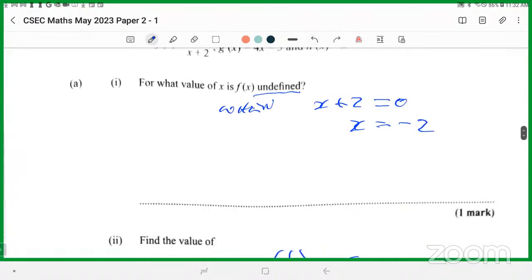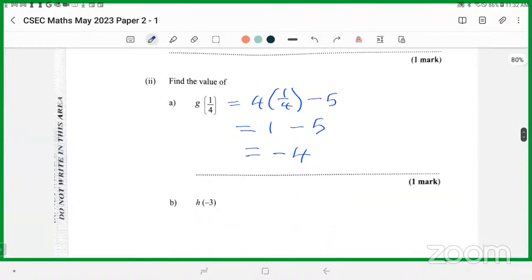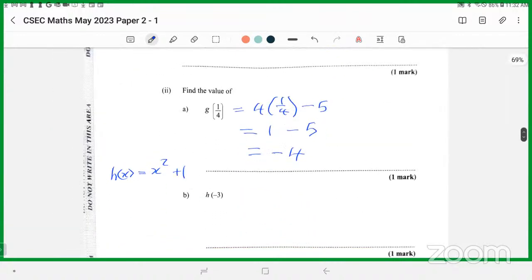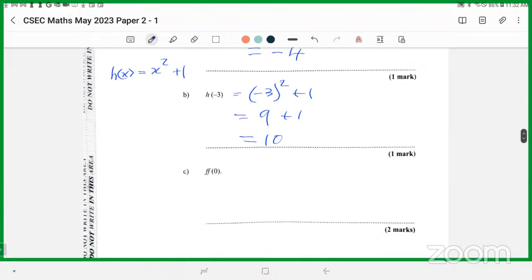Simple as that. All right, so let's write what h of x is. H of x is x squared minus 1? Is it minus 1? Plus 1. All right, so h of -3, as I said, is put in the -3 here. So this simply becomes equal to -3 squared plus 1. The -3 squared becomes a positive 9. So this is 9 plus 1, which therefore is 10. Easy again. All right, next question.